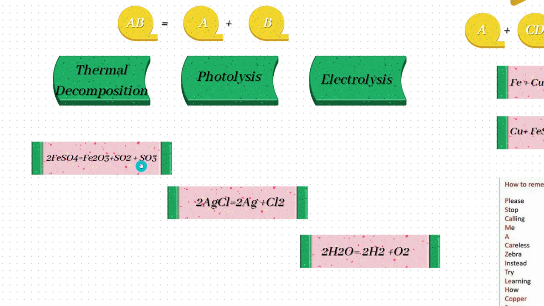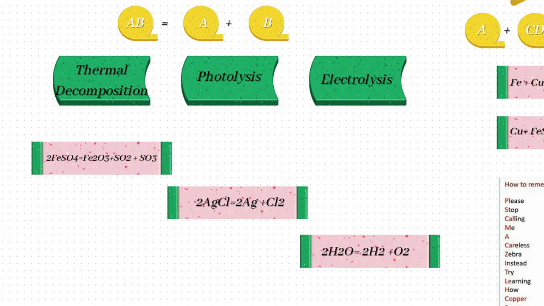This is a very important example. It can be asked in your school exams as well as your board exams. So make sure that you are learning this example. Now, next is photolysis. What is photolysis? Photolysis is when nature, that is, sunlight, is used for the decomposition. The best examples are AgCl and AgBr.